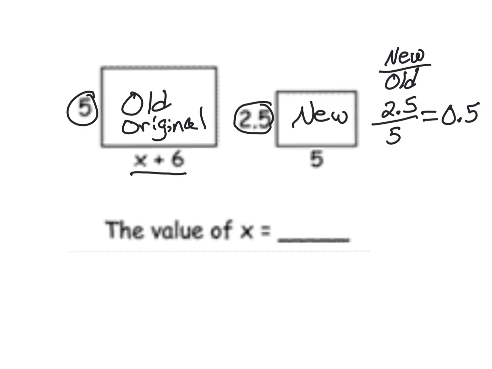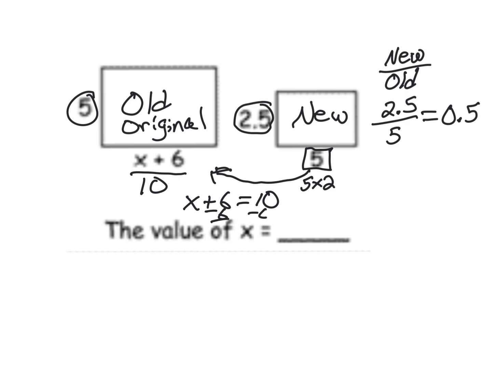So if I know that each side on the new one is half the size of the original one, then I can take a look now at the 5 here, and knowing that this old side has to be double that. Well, if I take 5 and double it, 5 times 2, I get 10. So that means that this x plus 6 must equal 10. So I can set up a simple one-step equation. x plus 6 equals 10. All I have to do is subtract 6, and the value of x is 4. And that's how we solve any of those where they have a variable involved.